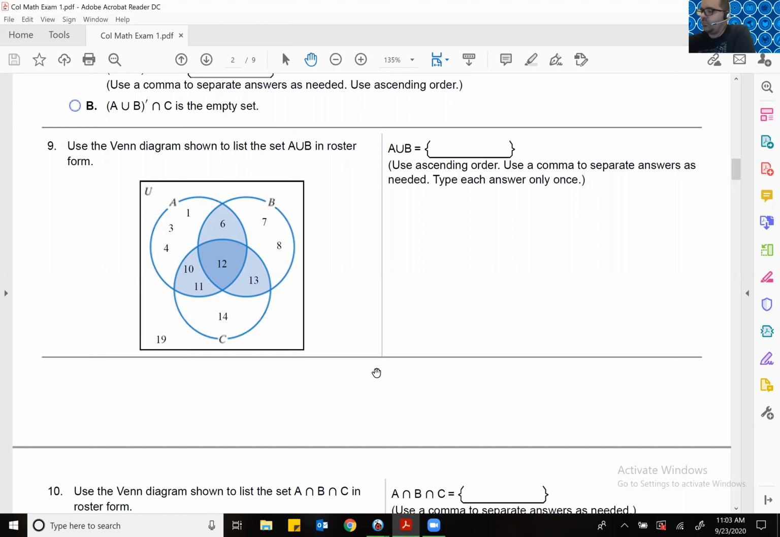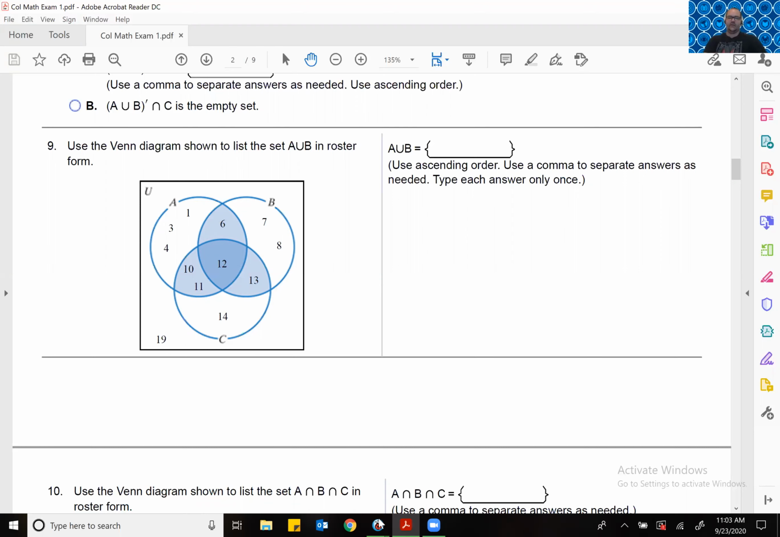Okay, you said 1, 3, 4, 6, 7, 8. What else? 10, 11, 12, 13. Yes, that's the answer, because those are all the numbers that are in the circle A and the circle B. There you go. Good job.